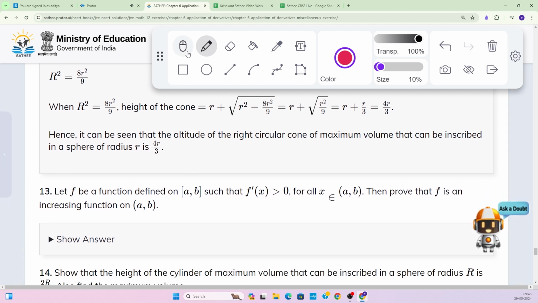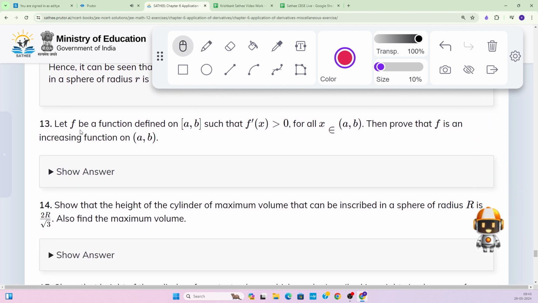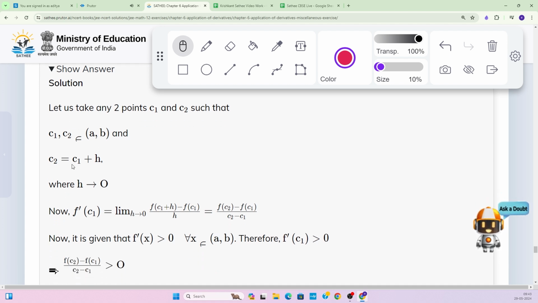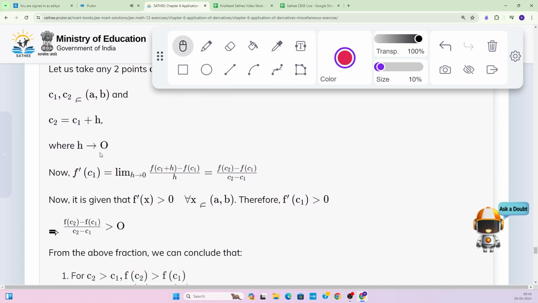Now let me show you problem number 30. Let the function be defined on this closed interval such that f prime x is positive for all x in the open interval a to b. Then prove that f is an increasing function on this interval. So quickly take any two points in the open interval a b. Now c2 we are taking as c1 plus h, where h tends to 0. Now f prime c1 is equal to limit h tends to 0, f of c1 plus h minus f of c1 divided by h. This is the definition for the derivative.